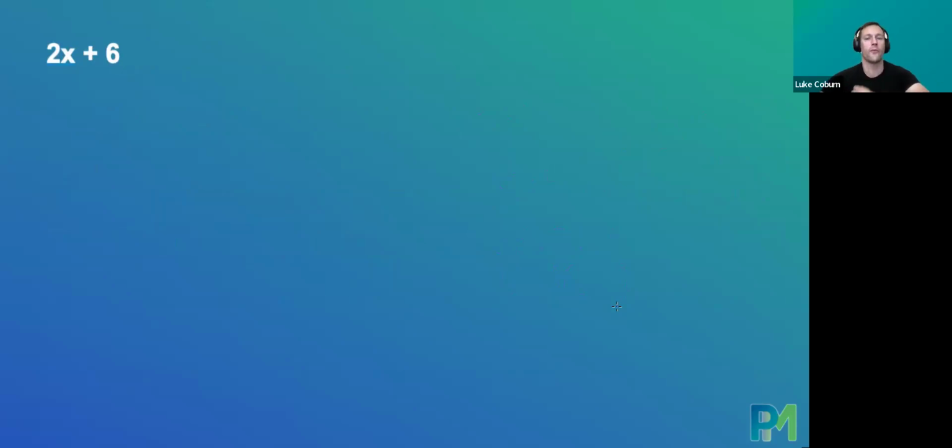So let's just go through a few very, very simple examples. The first one is that first type. So what's the common factor? 2 is the common factor. We take that outside brackets: 2(x + 3).